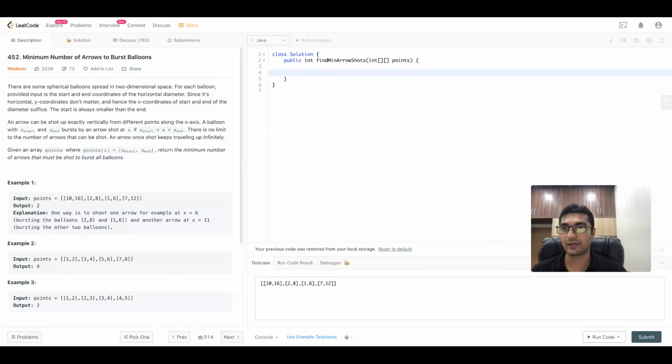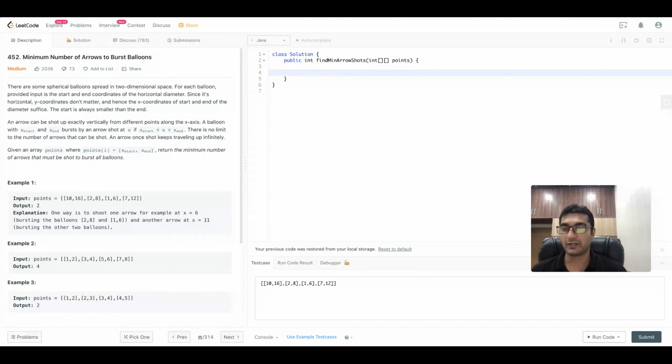Since the y-coordinates don't matter, the x-coordinates of the start and the end of the diameter suffice. The start is always smaller than the end. An arrow can be shot up exactly vertically from different points along the x-axis. A balloon with x start and x end is burst by an arrow shot at x if x is larger than or equal to start and smaller than or equal to end. And there is no limit to the number of arrows that can be shot.